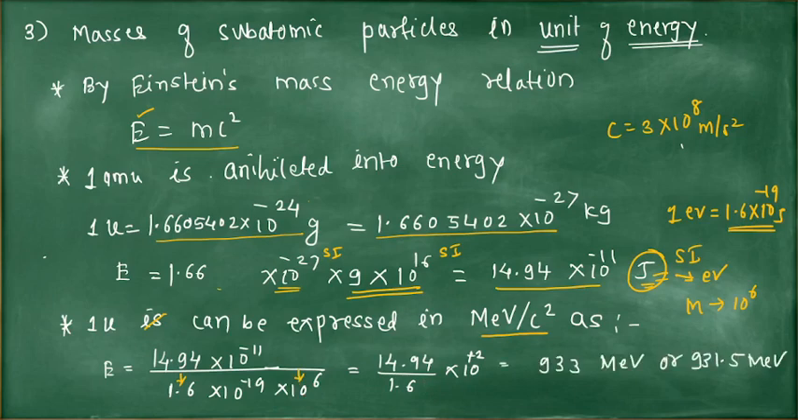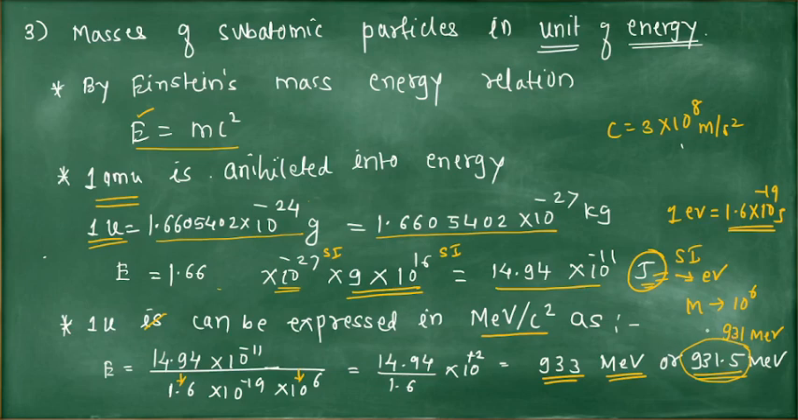So what is the answer here? 933 mega electron volt. In almost all the topics this is given as 931.5 mega electron volt, or you can write 931 mega electron volt, because the approximation gives 933, but you have to remember this 931.5 or 931 mega electron volt is the energy which is obtained when one atomic mass unit is converted into energy.